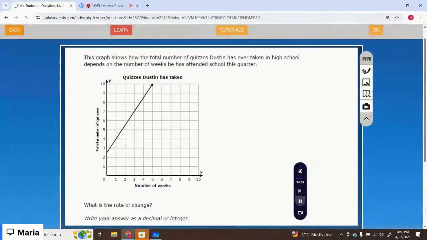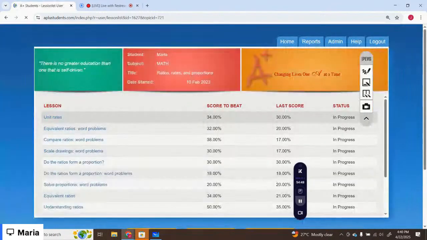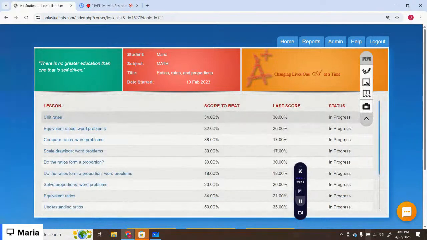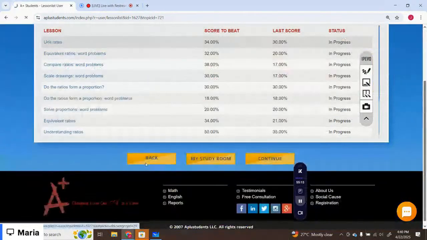Okay, you can complete the lesson by yourself today. So we are working on grade 7 math. The chapter we are working on is ratios, rates, and proportions. The lessons we have covered today are understanding ratios, estimate population size using proportions, then rate of change, and then constant rate of change. So please make sure before the next session you complete all the practice questions for the lessons you just did. That is your homework.